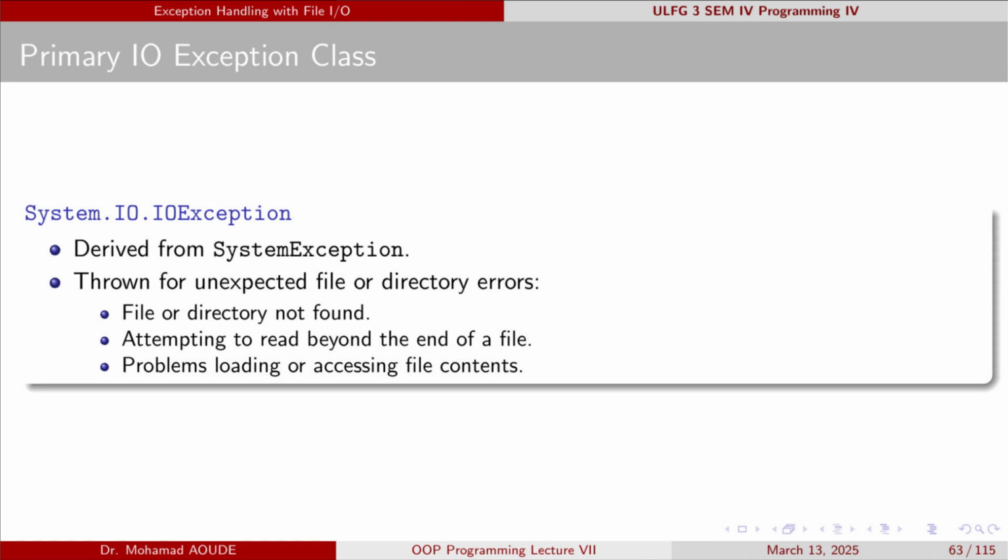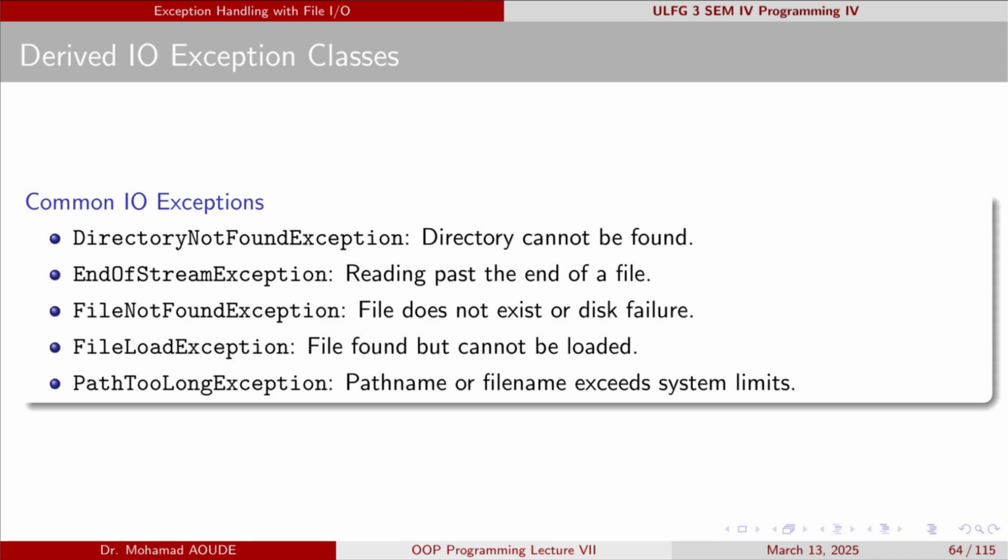IOException is the parent of all file-related exceptions. It occurs when a file can't be opened, read, or written. Other exceptions like FileNotFoundException and DirectoryNotFoundException inherit from this class. These are subclasses of IOException: DirectoryNotFoundException, EndOfStreamException, FileNotFoundException, FileLoadException, PathTooLongException. Each provides more detail about the type of I/O failure.